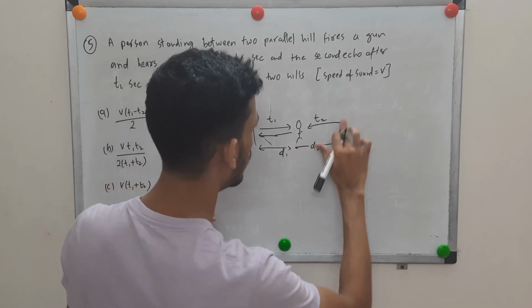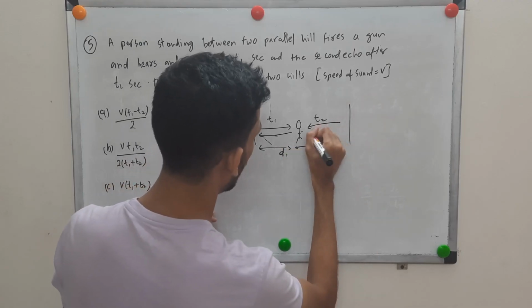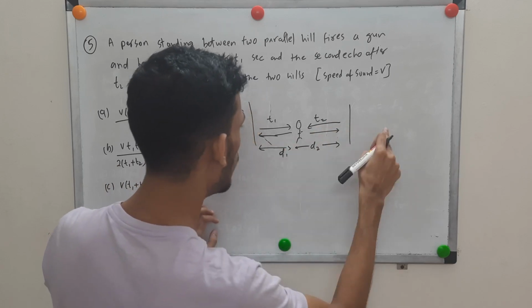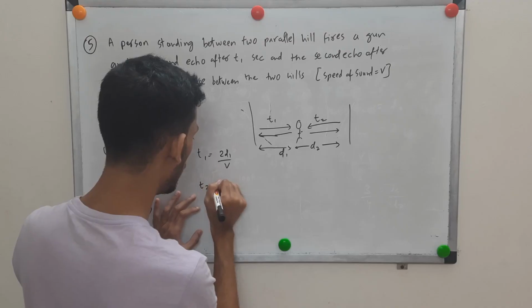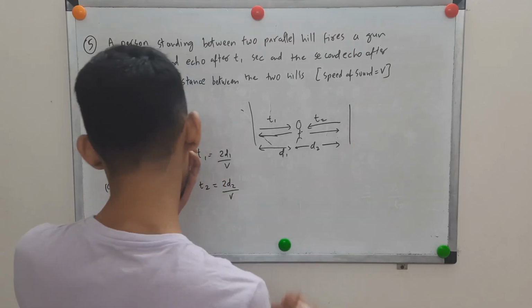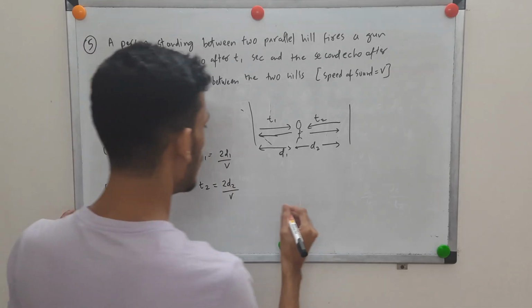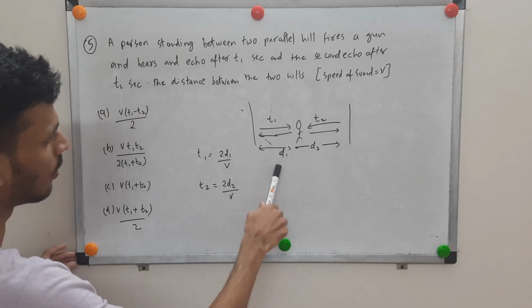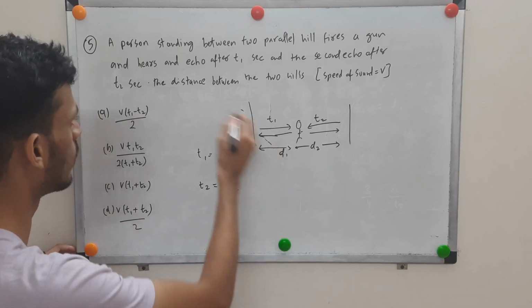Here also, just to be accurate, sound will go and come back. So t2 will be 2d2 by v. Of course speed of sound is same in both the directions. So how are we going to find d1 plus d2, right? That is what we are supposed to find.